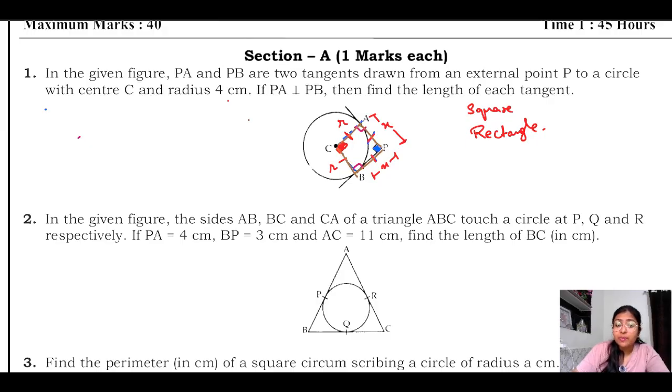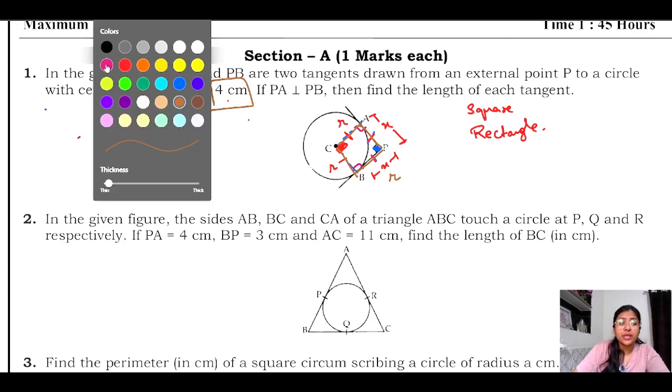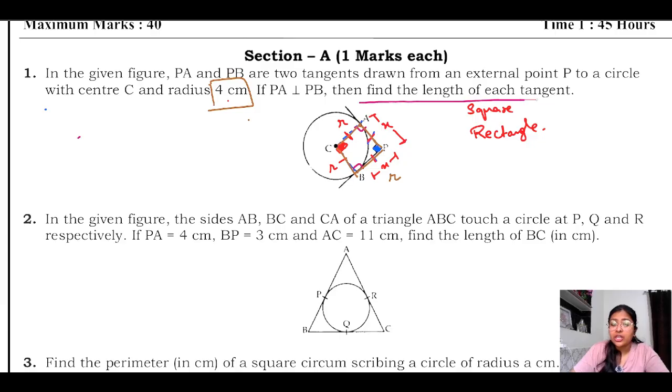If this is a square, it means all the sides are of equal measurement. Yes or no? So the length of the tangent will be r. And in the question, the value of the radius is 4 centimeter. So the correct answer is, the length of each tangent is 4 centimeter. The 1 mark question is clear. So in this, it is a 1 mark question, so we need to write according to the 1 mark, or we can directly write 4 centimeter.